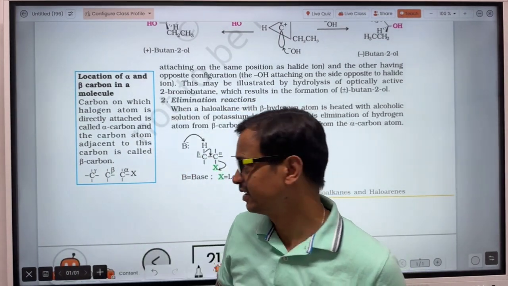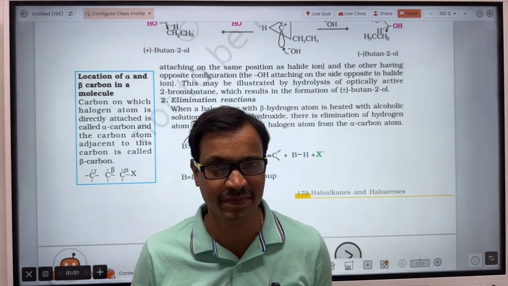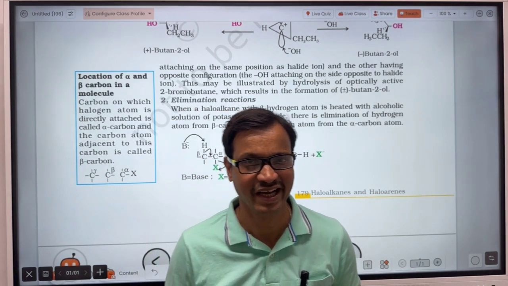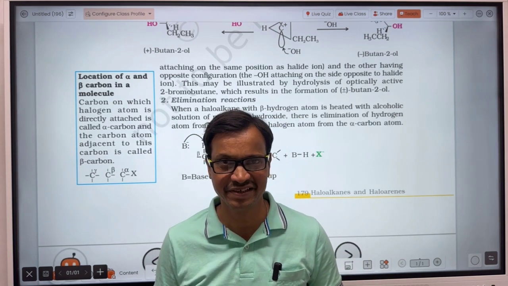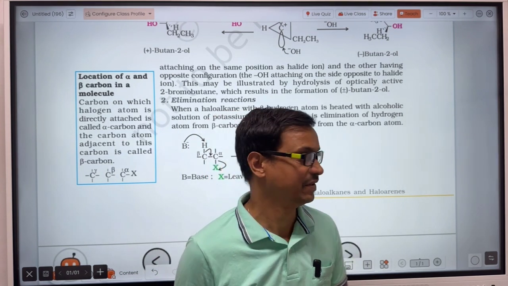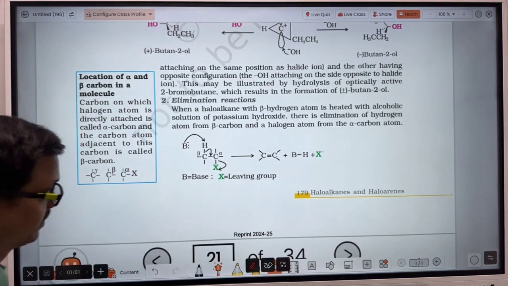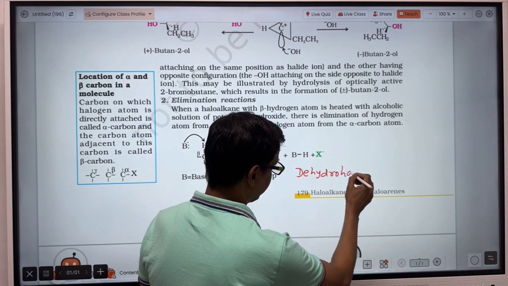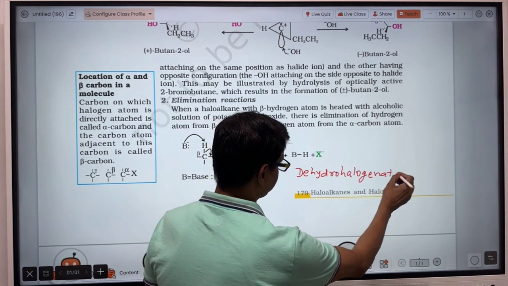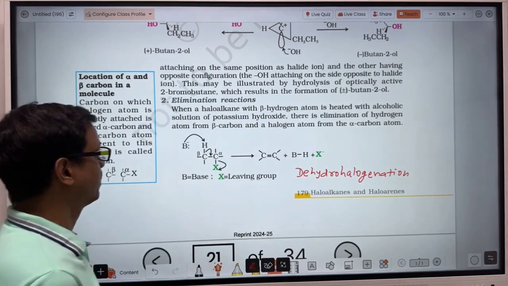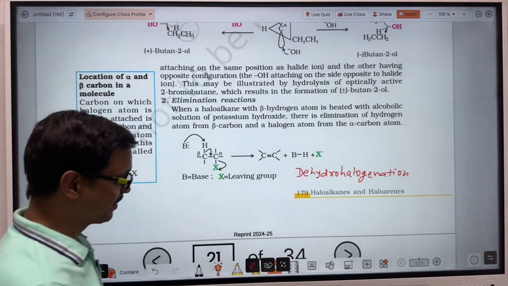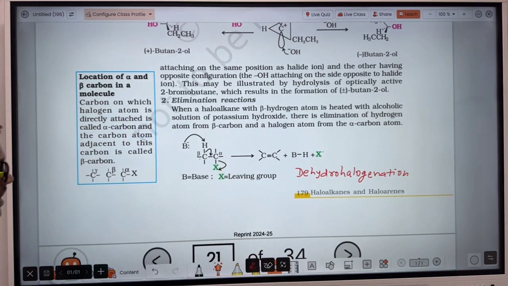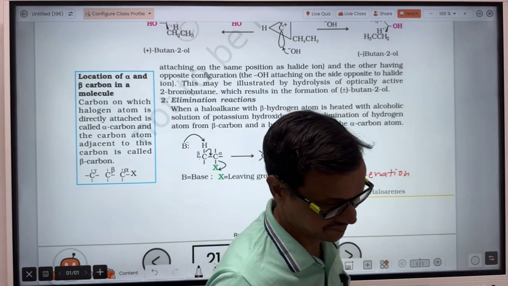So the elimination reaction in haloalkane is also called dehydrohalogenation. Dehydrohalogenation means halogen will eliminate and hydrogen will eliminate. It is a type of beta elimination. Why beta elimination? Because hydrogen eliminates from the beta carbon. That's why it is called beta elimination.